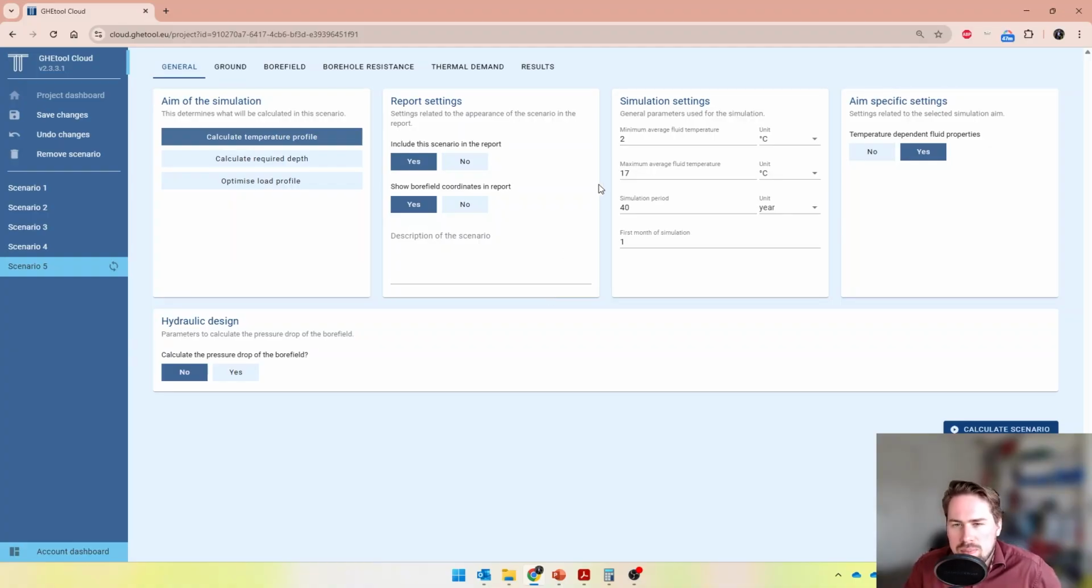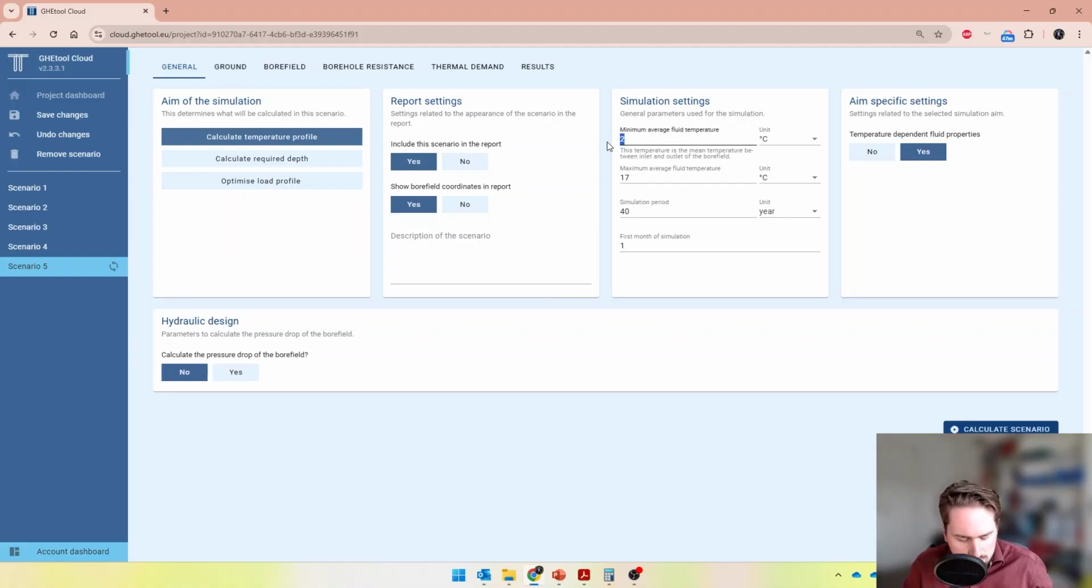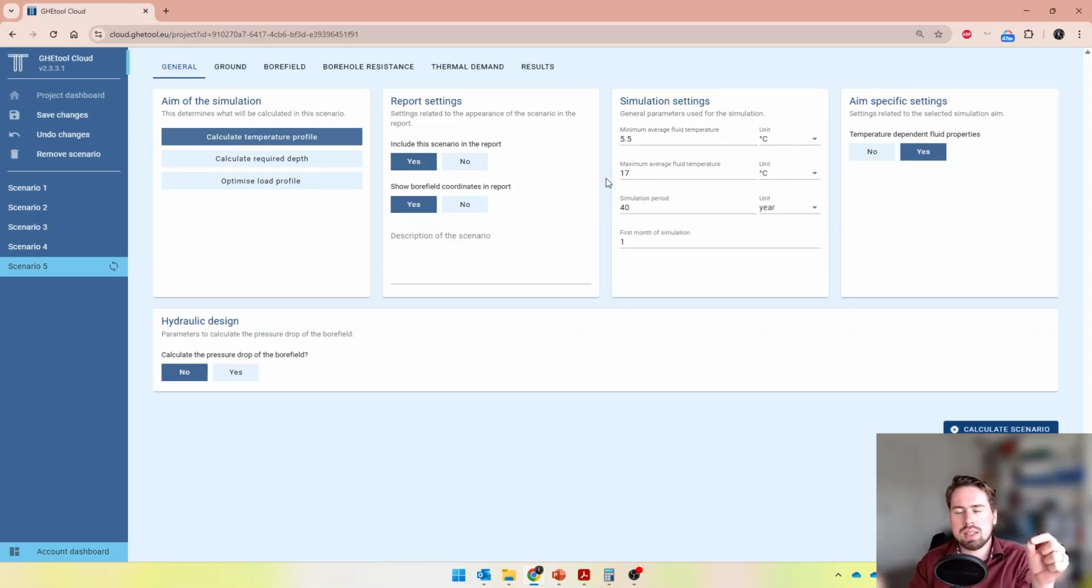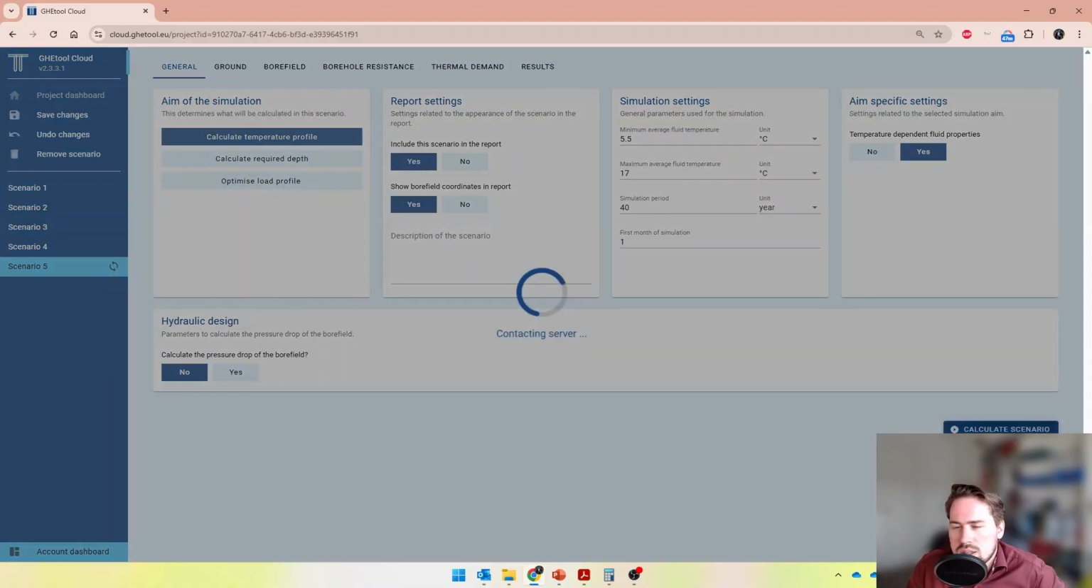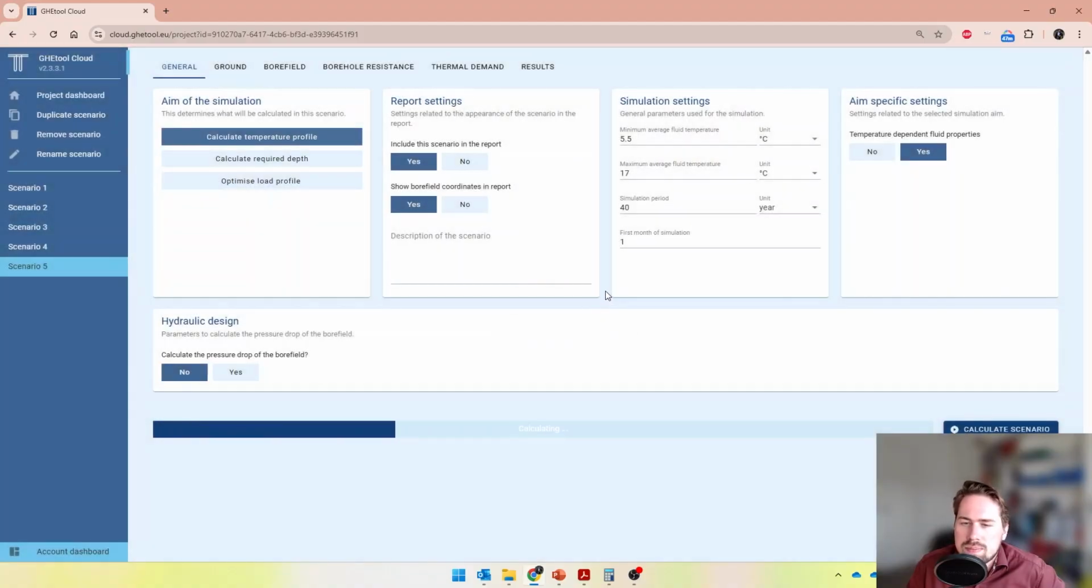5.5 degrees on average. So if we say here it's 5.5, this means that we're injecting 4 and we're extracting 7 from the ground. So that's an average of 5.5. But please check with your heat pump manufacturer. Let's go ahead and simulate this project and see where we end up.